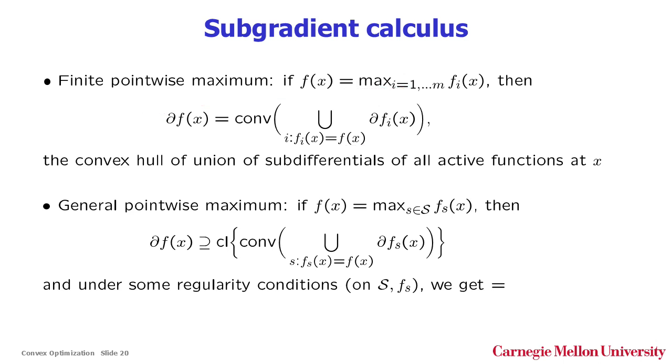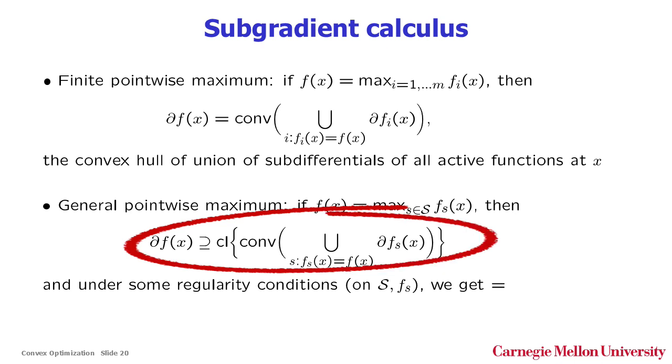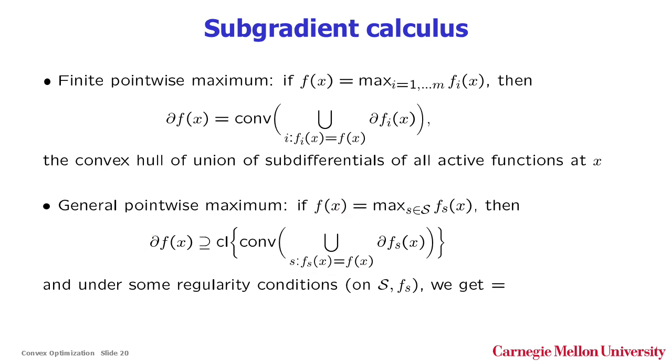This theorem can be even further generalized to the maximum of uncountably many convex functions. I'm showing that general theorem here. According to this theorem, the subdifferential of the max function f contains the closure of the convex hull of the active functions. Under some regularity conditions, these sets are equal and the subdifferential of the max function is exactly the closure of the convex hull of the active functions.